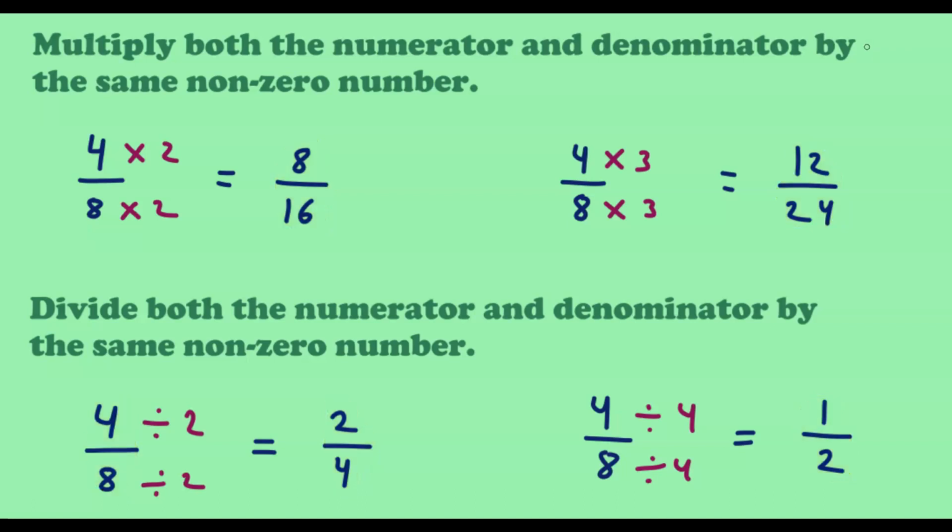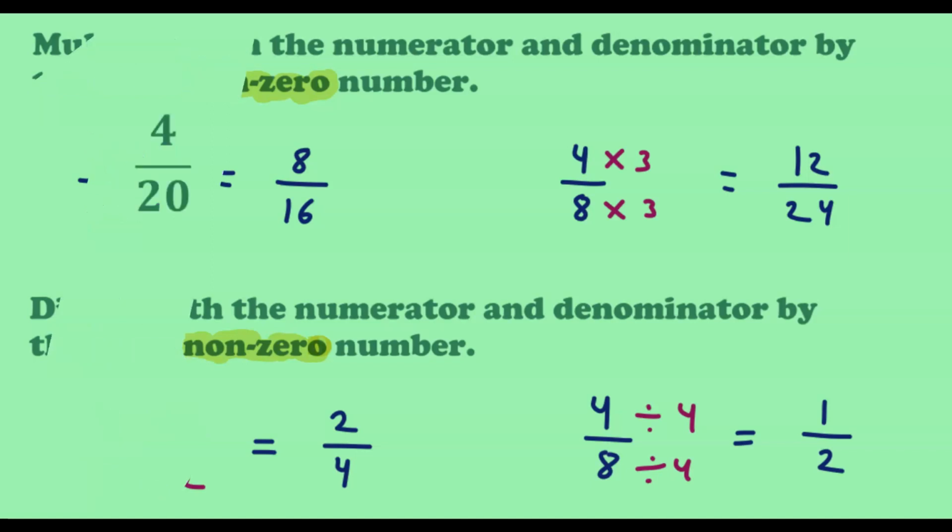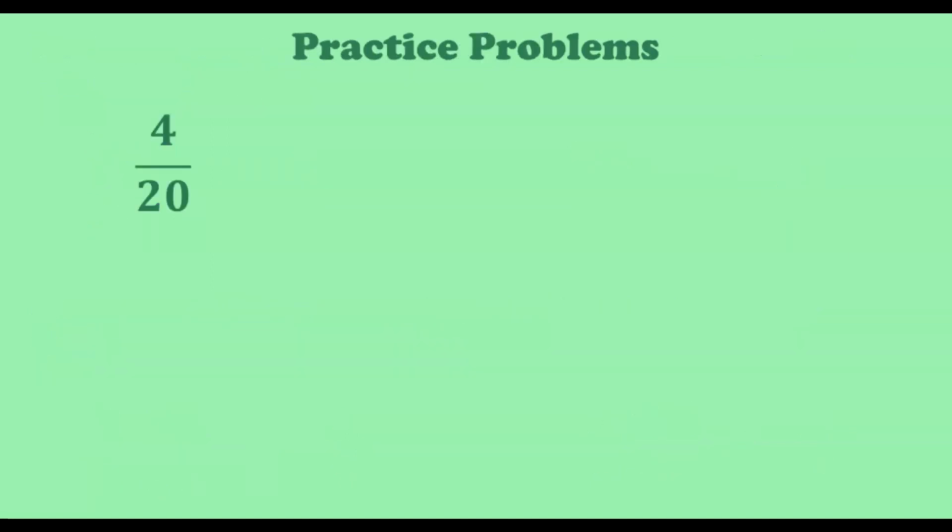Now, one thing we need to remember is that the number we multiply or divide the numerator and denominator by must be non-zero. We cannot multiply both the numerator and denominator by 0. We cannot divide by 0 either. We need to select some non-zero number, and in that way we can obtain equivalent fractions. Now let us have a look at a few practice problems.